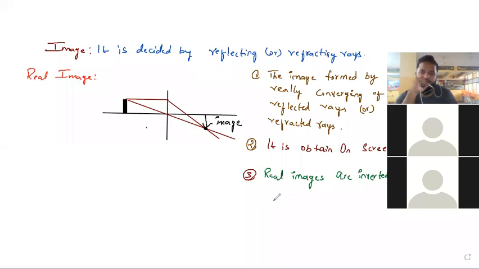For example, there is an arrow mark. Suppose this is your object. The real image will be inverted, which means it is reversed. Like this you will get. Real image हमेशा क्या रहेगा? Inverted रहेगा, यानी उल्टा रहेगा. Is it clear to you all?